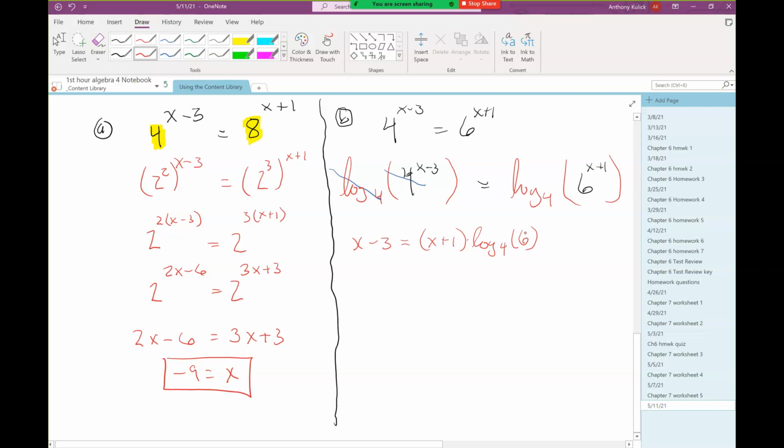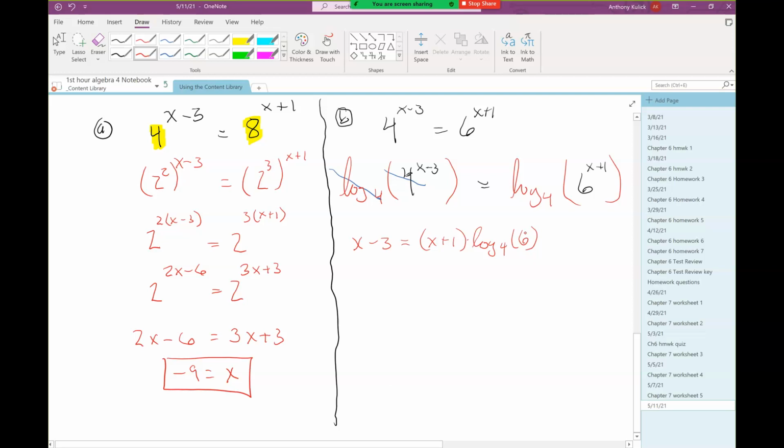Everybody okay with that? So just use the power property there. Now remember, log base 4 of 6 is just a number, right? It's like the square root of 7 or something. It's a big, long, crummy decimal that's really long and gross and doesn't make a lot of sense, but it's just a number.